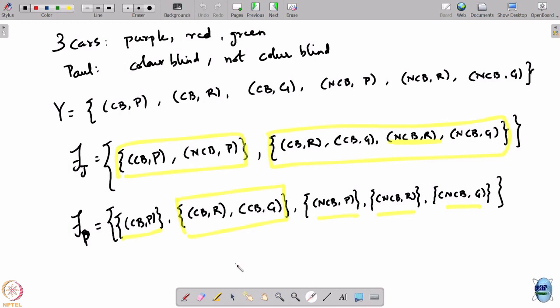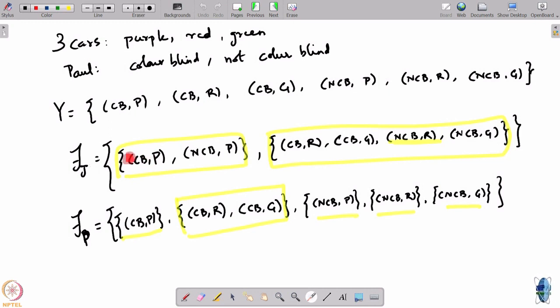Because the states of the world in which Paul knows that the purple car has won is actually the set A itself. Okay. All right. What about John? When does John know that the purple car has won?